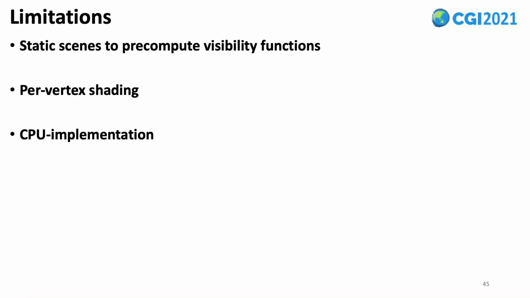Although our method can render all frequency shadows at interactive frame rates, our method has several limitations. Our method assumes static scenes to precompute the visibility function at each vertex, while the previous method proposed by Heitz and colleagues can handle dynamic scenes. Our method calculates the reflected radiance per vertex. Therefore, our method requires sufficiently tessellated meshes. Currently, our method is implemented on a multi-threaded CPU.